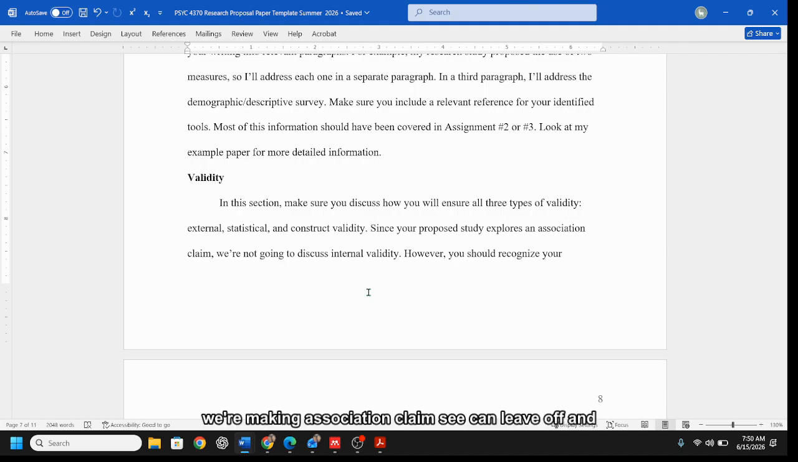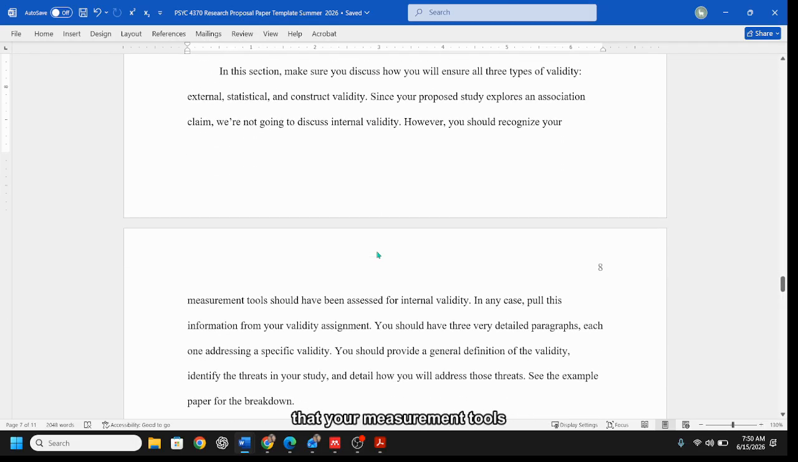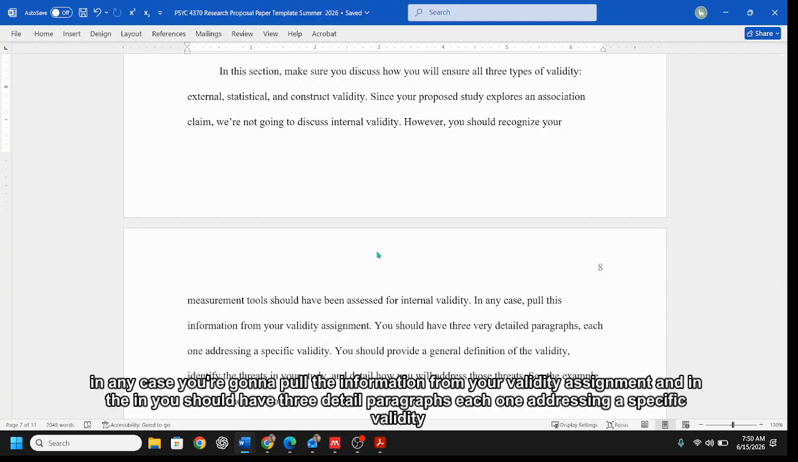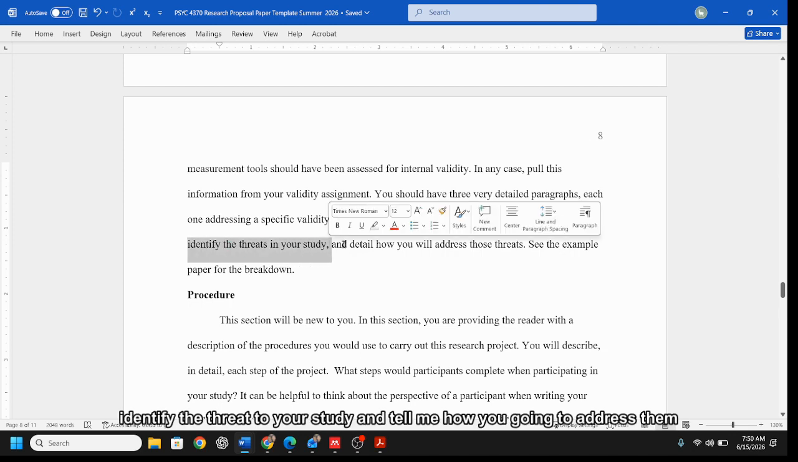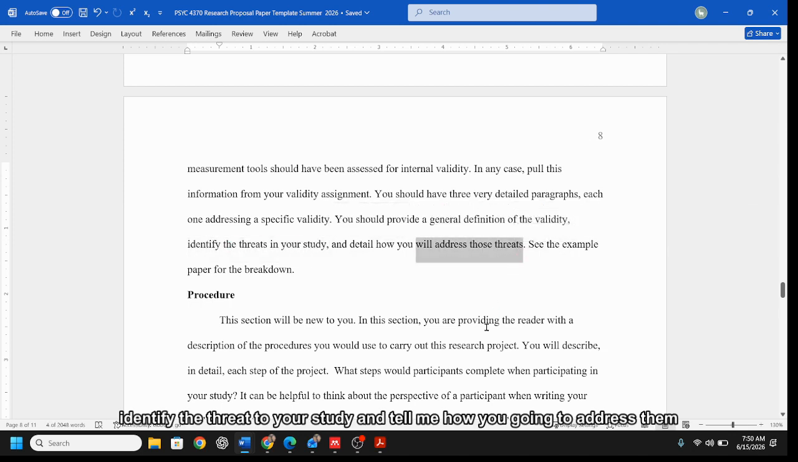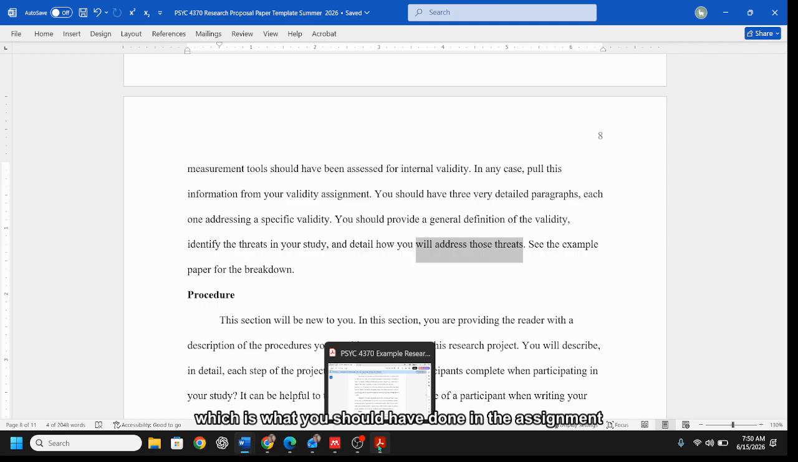We're making association claims, so you can leave off internal validity, but you should recognize that your measurement tools have been validated for internal validity. In any case, you're going to pull that information from your validity assignment, and in the end, you should have 3 detailed paragraphs, each one addressing a specific validity. In each paragraph, you're going to tell me a general definition of the validity, identify the threats in your study, and tell me how you're going to address them, which is what you should have done in the assignment.